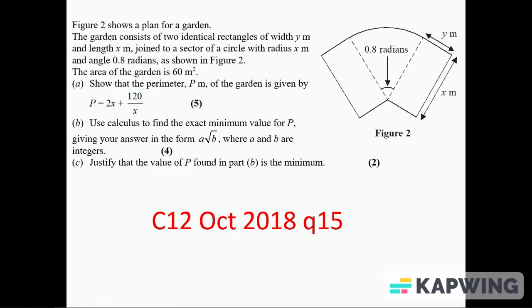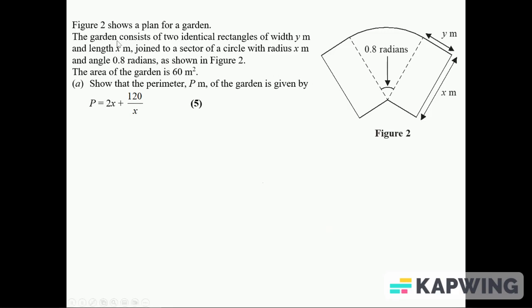C12 October 2018 question 15 is one of those maximising minimising questions. So we've got a plan for a garden. The garden is two identical rectangles of width y and length x. They're joined to a sector of a circle with radius x, shown, and that angle is 0.8 radians. And the area is 60. I'm going to show the perimeter is given by that.